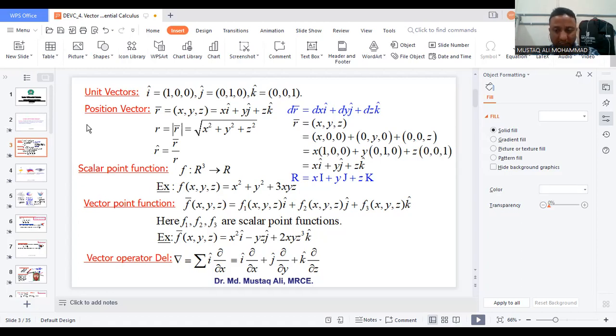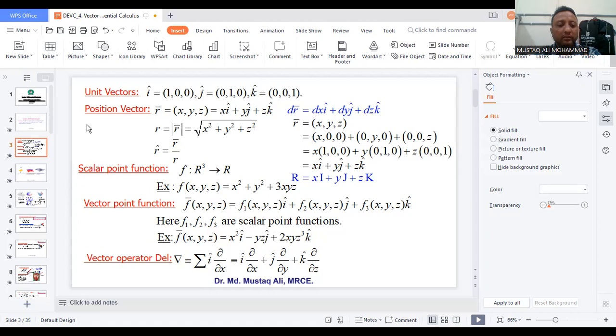Vector point function: here f bar of xyz equals f1 of xyz i bar, f2 of xyz j bar, f3 of xyz k bar, where f1, f2, f3 are scalar point functions. So here x square i bar plus (y minus yz) j bar plus 2xyz cube k bar is our example for the vector point function.